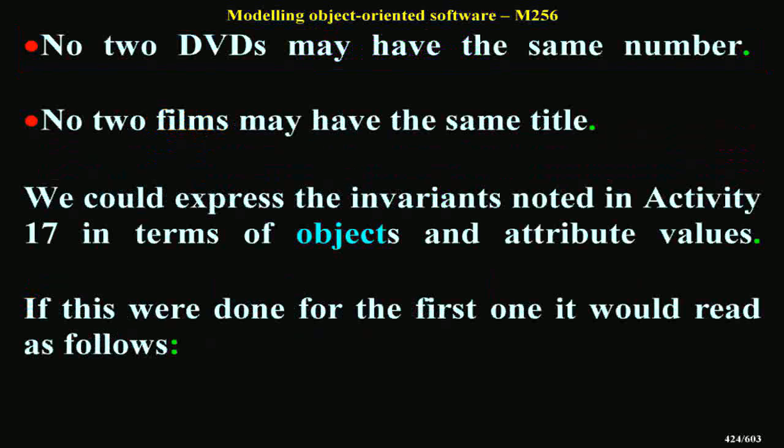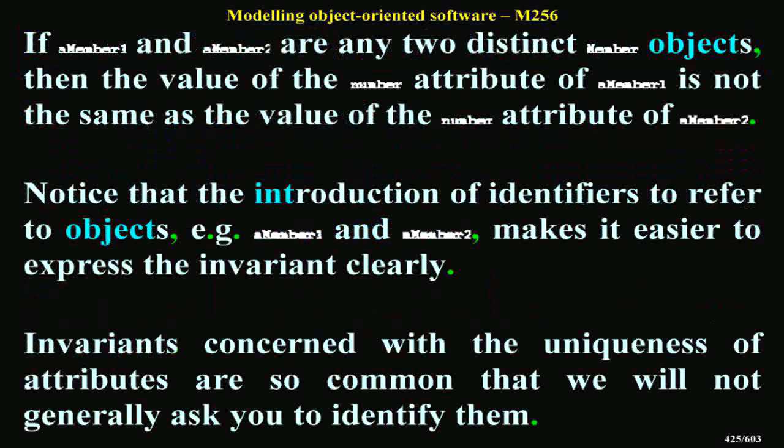We could express the invariants noted in Activity 17 in terms of objects and attribute values. If this were done for the first one, it would read as follows. If there are any two distinct objects, then the value of the attribute of the first is not the same as the value of the attribute of the second. Notice that the introduction of identifiers to refer to objects makes it easier to express the invariant clearly.